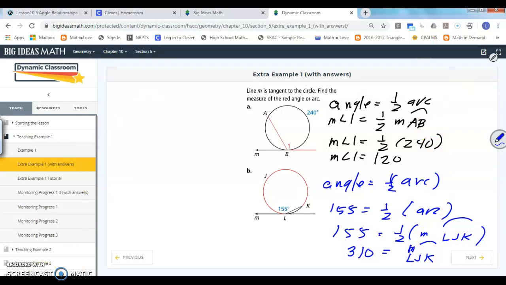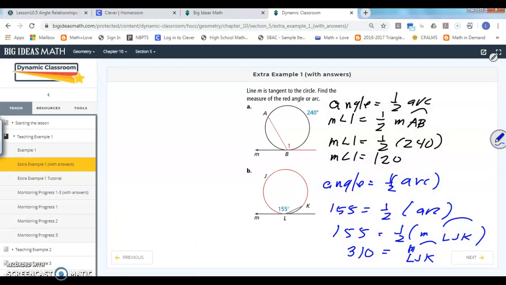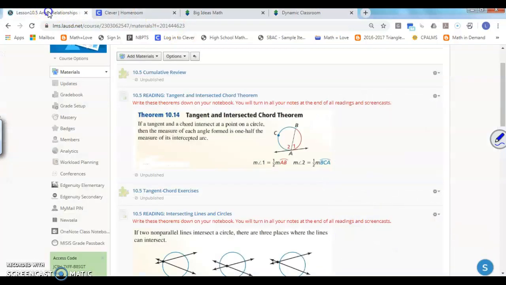So those are some examples. At this point, go back to Schoology, and we're going to try to answer the tangent chord exercises. You're going to use what you learned from here to answer the examples.